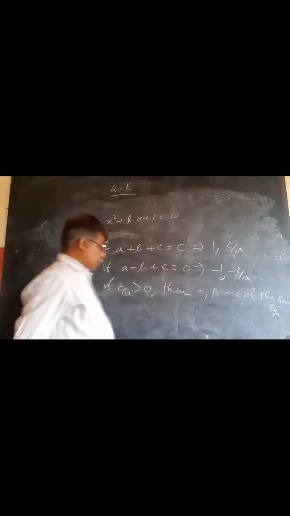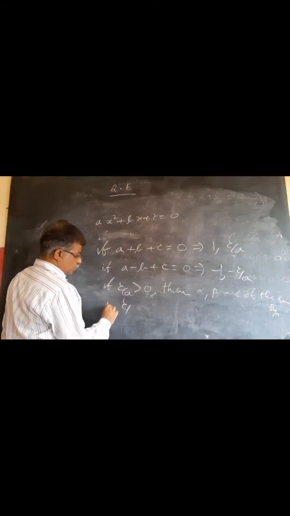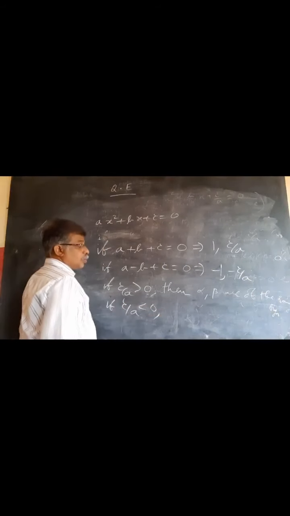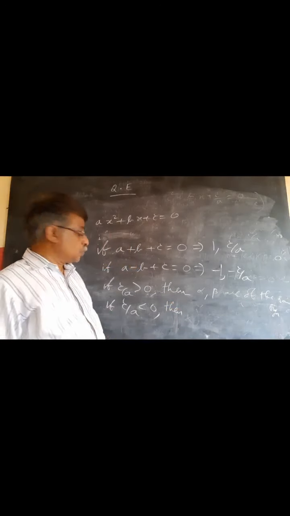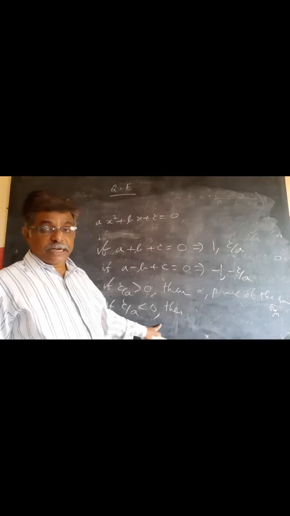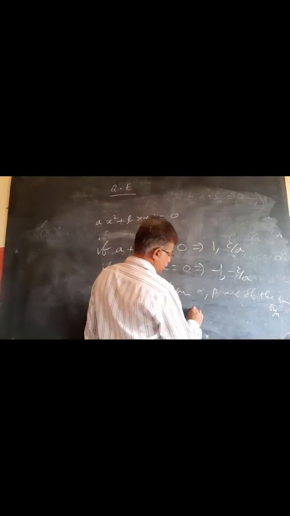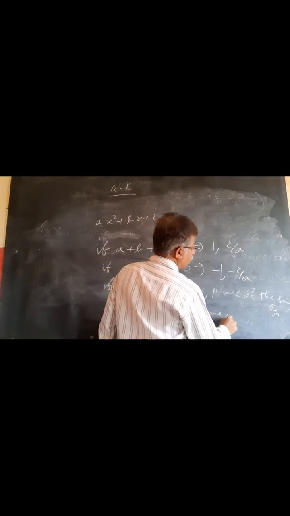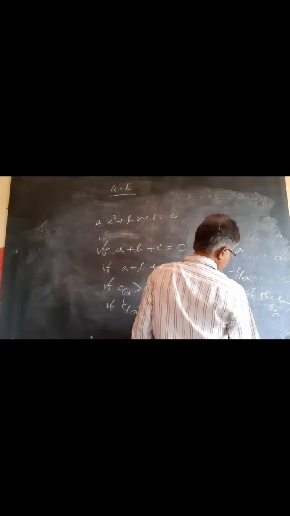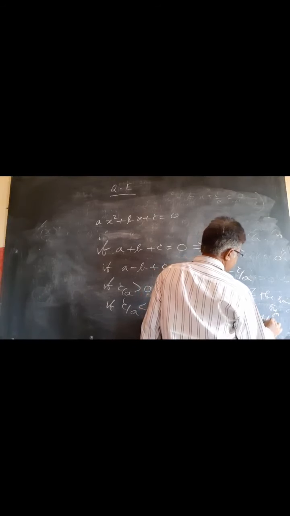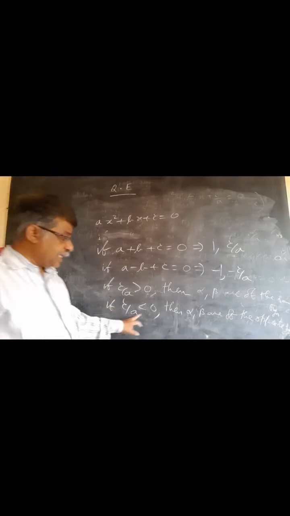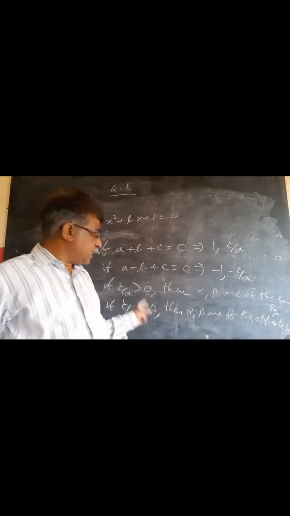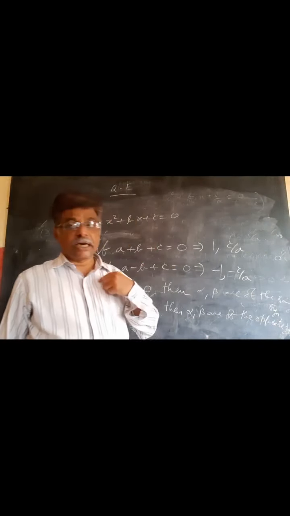Similarly, if c by a is less than 0, then alpha beta are on the opposite side, because the product of the two roots is negative. Alpha into beta is c by a, so c by a is negative. So if c by a is negative, then alpha beta are on the opposite side. If c by a is less than 0, alpha beta are opposite sign. If c by a is more than 0, then alpha beta are of the same sign.